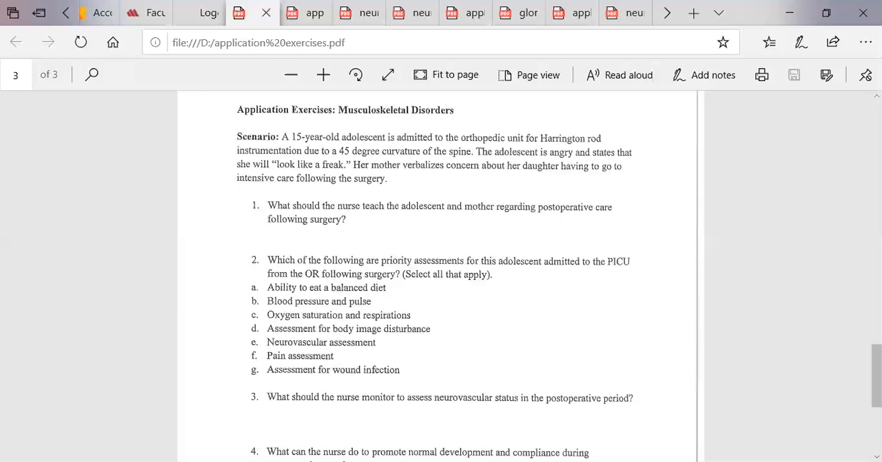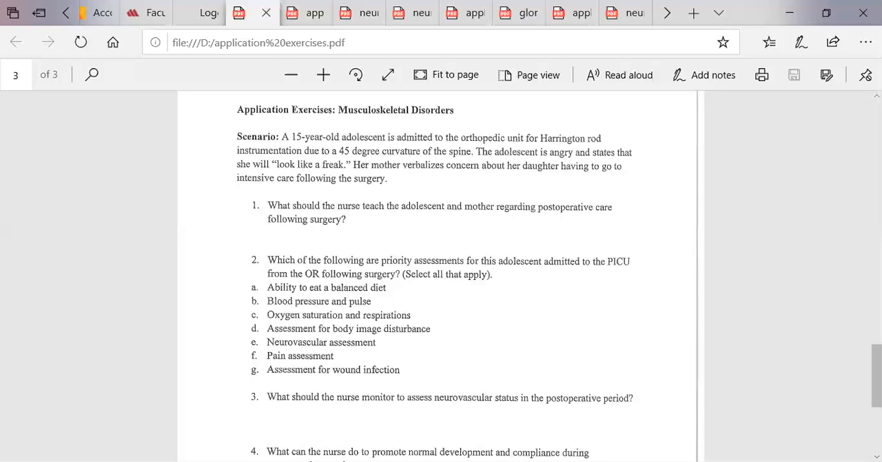Which of the following are priority assessments for this adolescent admitted to the PICU from the OR following surgery? Select all that apply. All right, so I'll let you take a look at that. What do you think your priority assessments are? My priority assessments are B, C, E, and F.